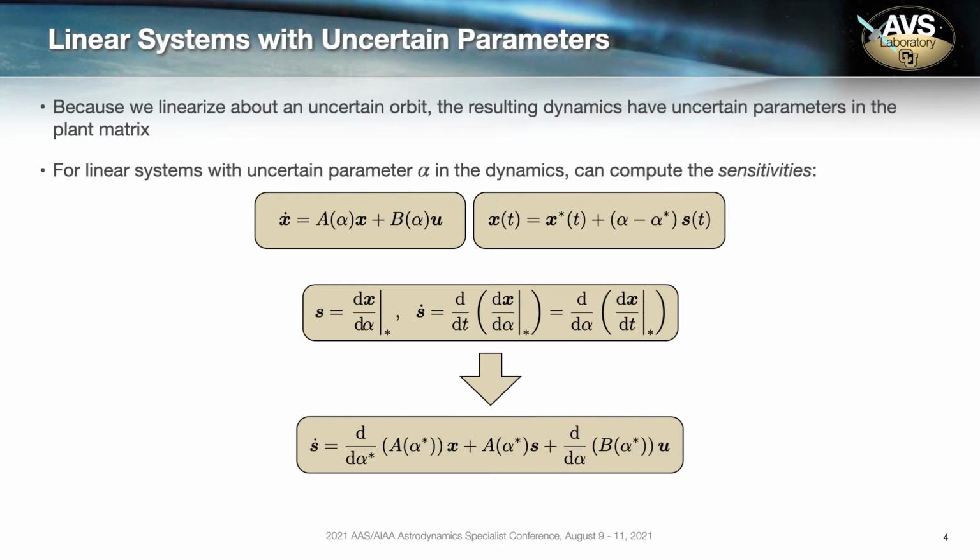For linear systems with an uncertain parameter alpha in the dynamics, we can compute the sensitivities, which are the derivative of the state with respect to that parameter evaluated on the nominal value of that parameter. Then the sensitivity and the difference between the true and nominal parameter value give a deviation, which is added to the nominal state propagated using the nominal value of that parameter. When these two things get added together, it gives the true state. And the sensitivities also have their own dynamics given down here, where these matrices are also evaluated on the nominal value of that unknown parameter.